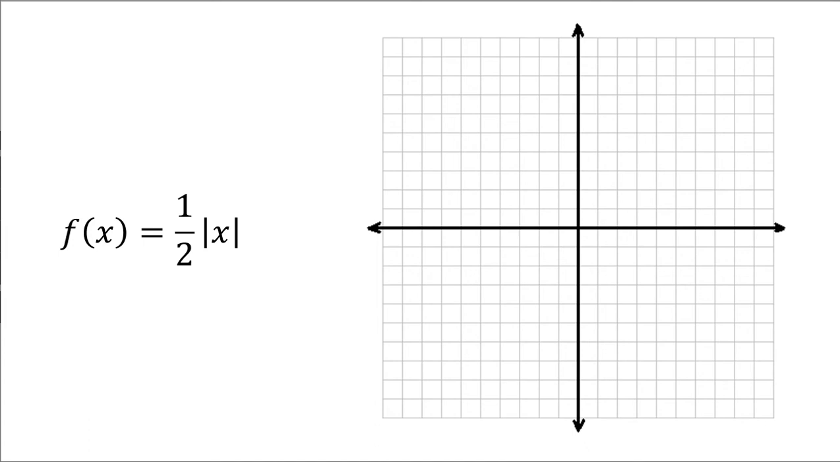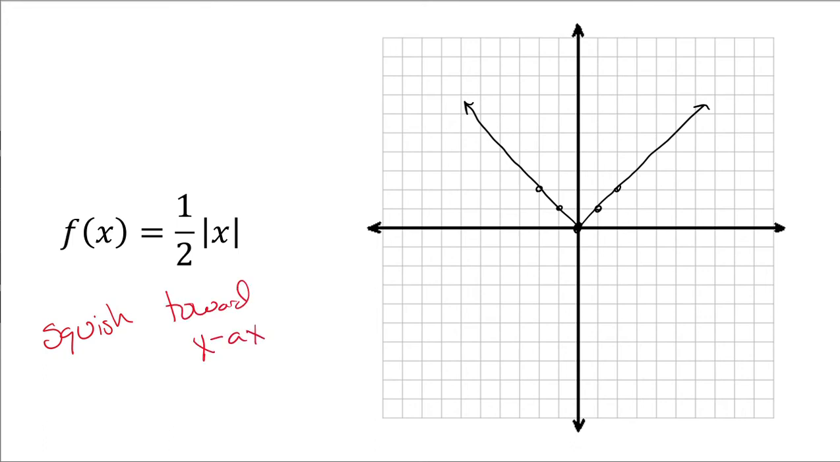All right, so first of all, here's our parent function. It's absolute value. Now, when we look at this one, we see that it is less than 1. So we're going to squish it toward the x-axis. All right, so sort of a couple different ways you can think of this. Basically, we're taking half of every point.